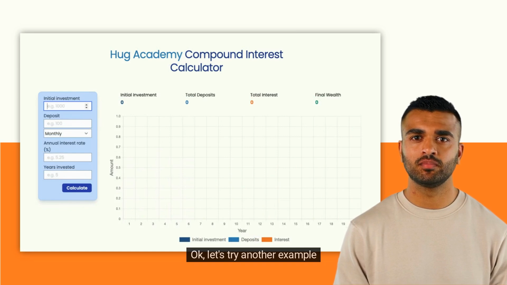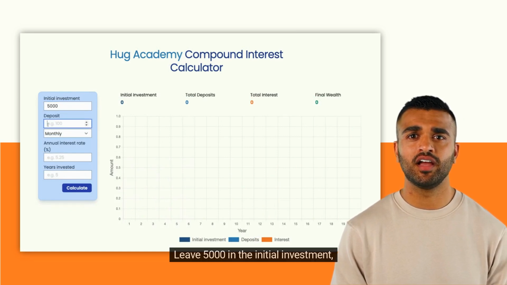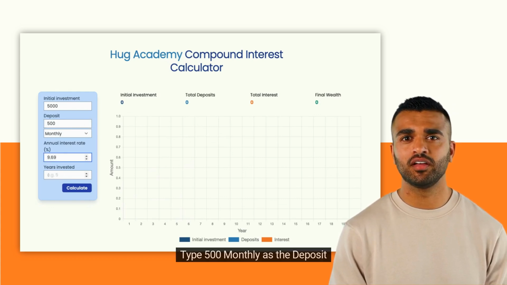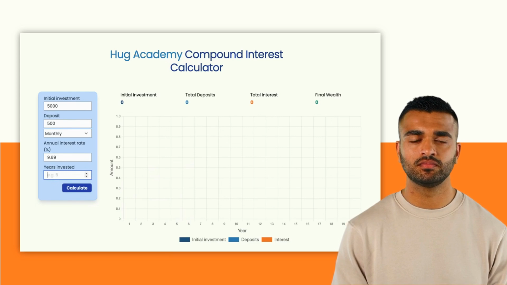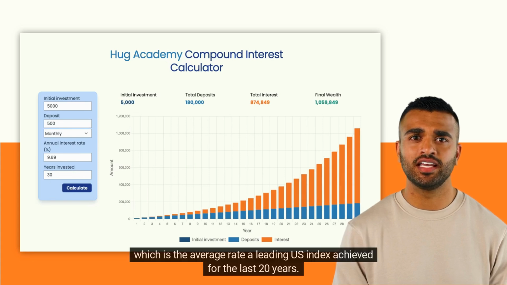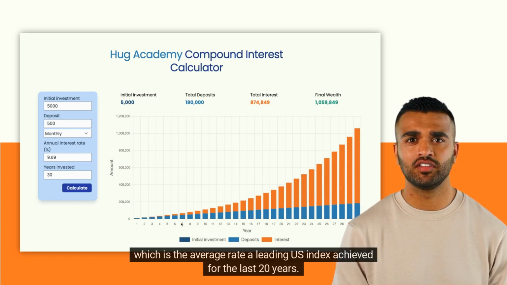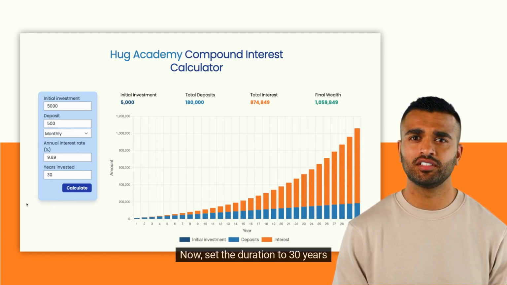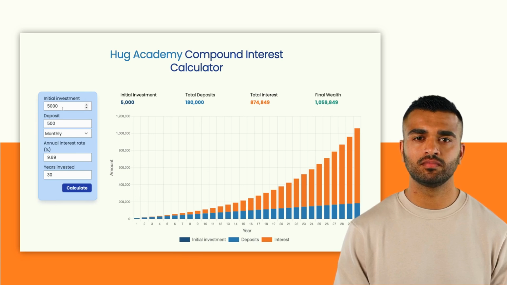Okay, let's try another example. Leave $5,000 in the initial investment. Type $500 monthly as the deposit. Type 9.69 as the annual interest rate, which is the average rate a leading U.S. index achieved for the last 20 years. Now, set the duration to 30 years and press the Calculate button.